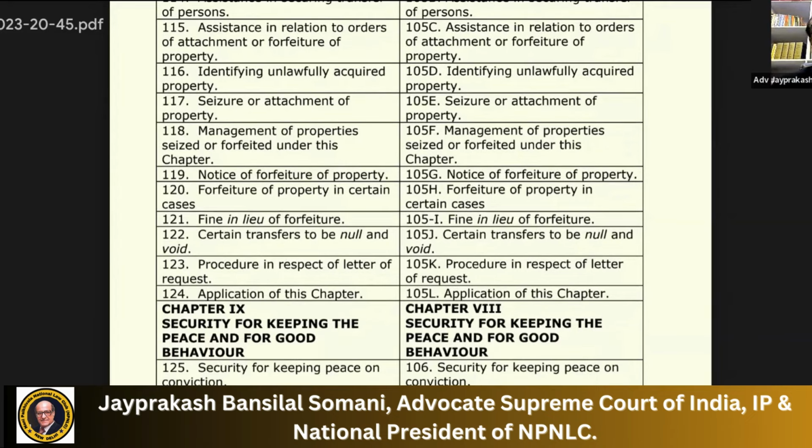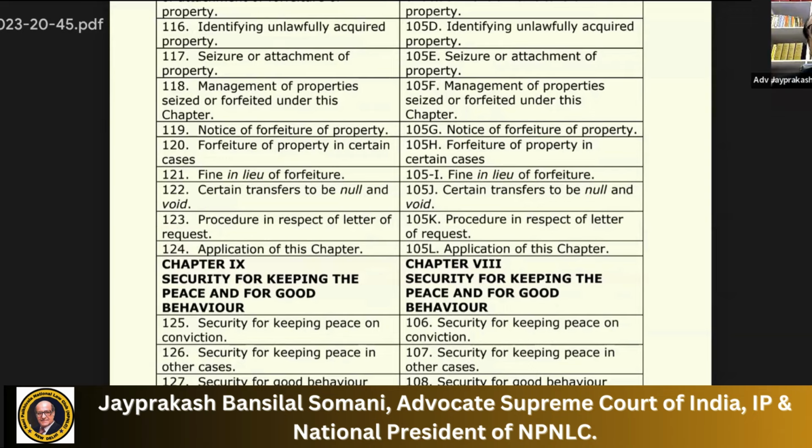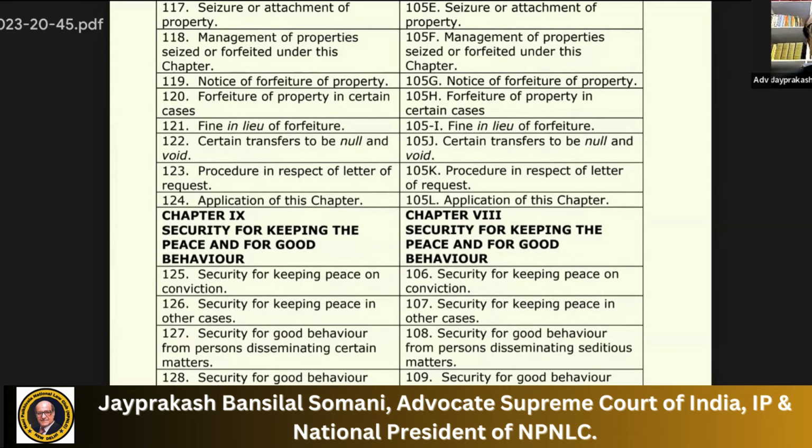In BNSS section 117, seizure or attachment of property, its corresponding section was in CrPC 105E. Section 118, management of properties seized or forfeited under this chapter. Corresponding section was in CrPC 105F. Section 119 of BNSS, notice of forfeiture of property, its corresponding section was in CrPC 105G. In BNSS section 120, forfeiture of property in certain cases, its corresponding section was in CrPC 105H. In BNSS section 121, fine in lieu of forfeiture, its corresponding section in CrPC was 105I.